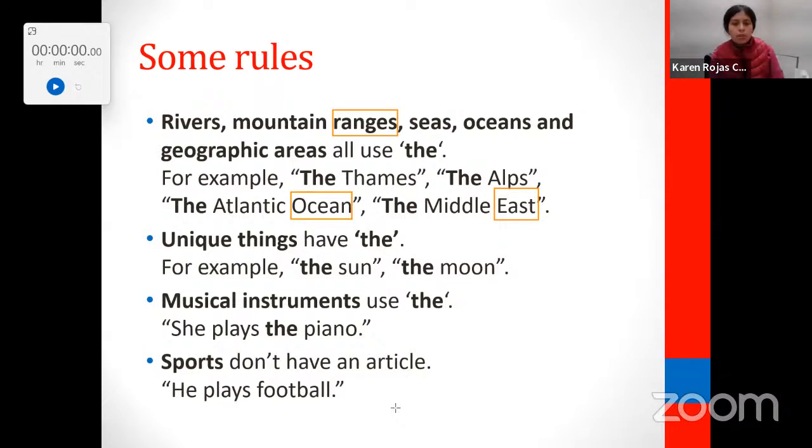Sports don't have an article. He plays football. Thank you very much. So all of these elements, except for sports, all of them use the, right? You have to use the, even for the names of rivers. So if you want to mention the name of a river here or in any country, you need to use the. The name, and you can say river, right? The Tarija River, the, I don't know, the Bolivia River.